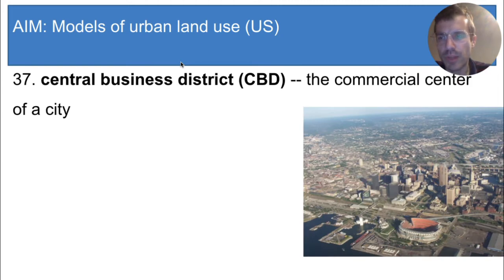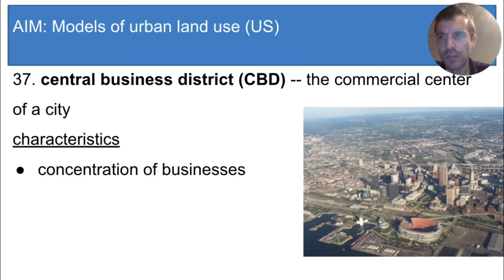A component of every model of urban land use is the Central Business District, or CBD. The Central Business District is the commercial center of a city. Let's look at some features of this particular area of the city. First, the CBD has a concentration of businesses, and that means that there are a lot of stores and office buildings in the CBD.